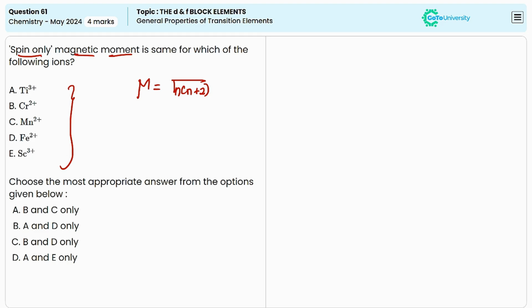The first one is titanium 3 plus ion. Titanium has an atomic number 22 with the given electronic configuration 3d2 4s2. And when titanium forms 3 plus ion, the electronic configuration becomes 3d1. So here the number of unpaired electrons will be 1.